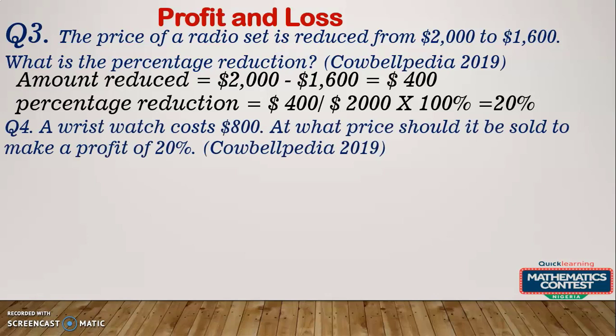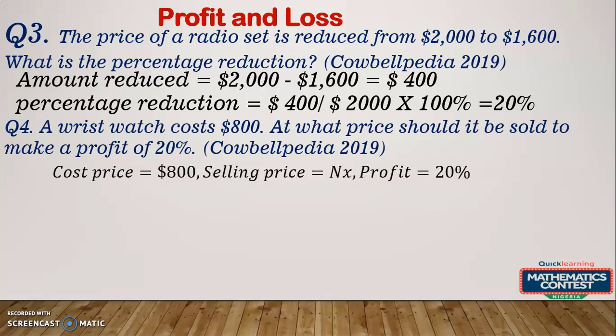Now number 4, a wristwatch costs $800. At what price should it be sold to make a profit of 20%? Now observe how we solve. The cost price is $800. The selling price we don't know, but the profit we want to actually get here is 20%.